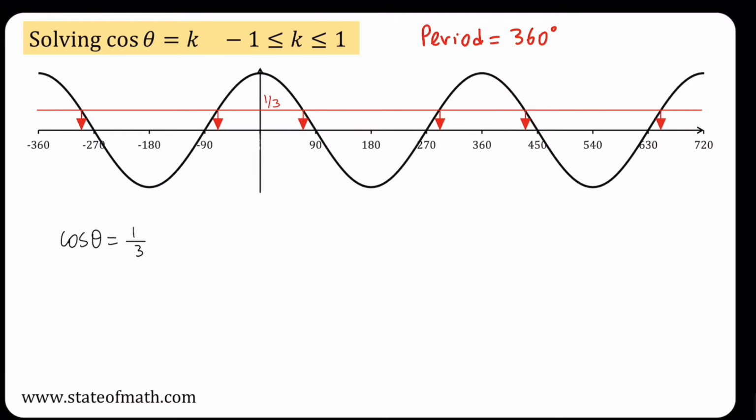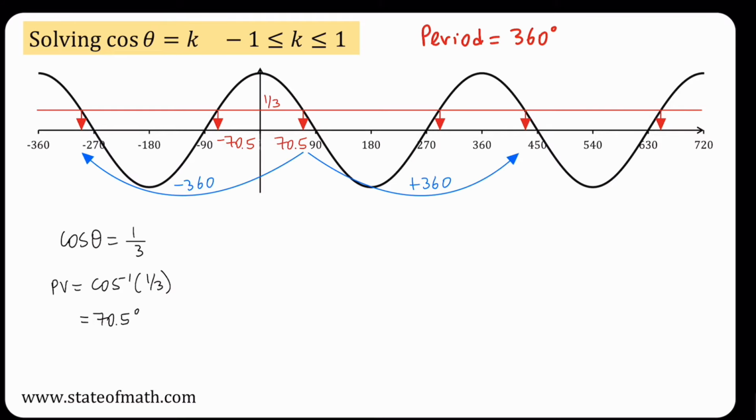Again, I'm going to go on my calculator. I'm going to do shift cos of a third, and I get 70.5. So the positive solution over here is 70.5, and I can exploit the symmetry of the cosine wave to see that the second solution over here is going to be minus 70.5. Now, exploiting the periodicity once more, I can go 360 degrees to the left and right of each of these solutions in order to determine more solutions.